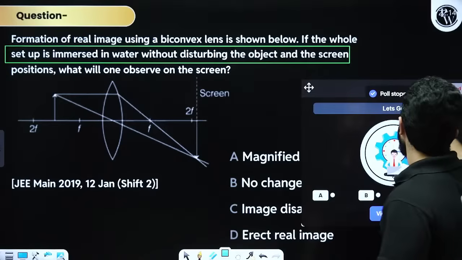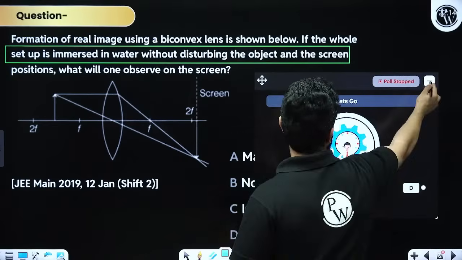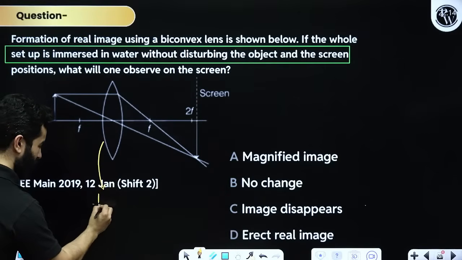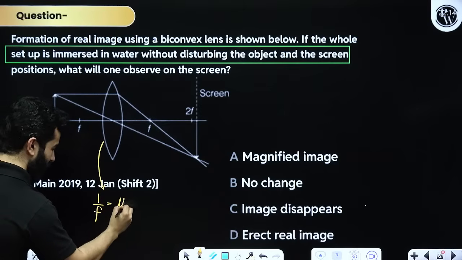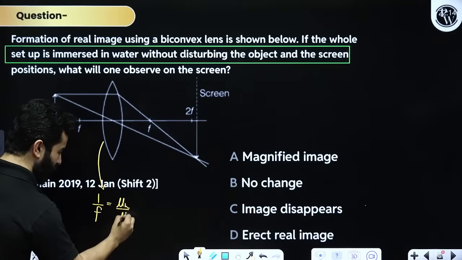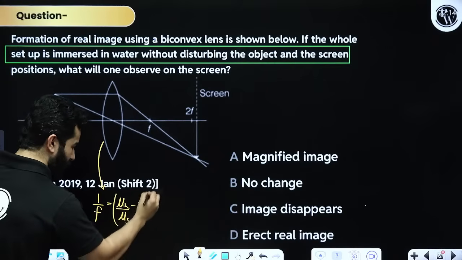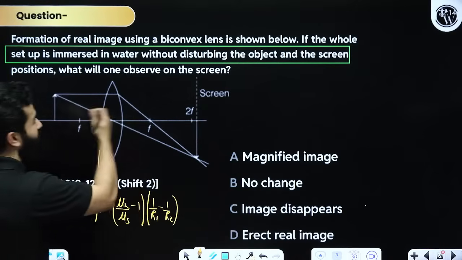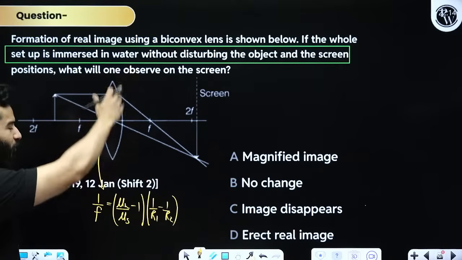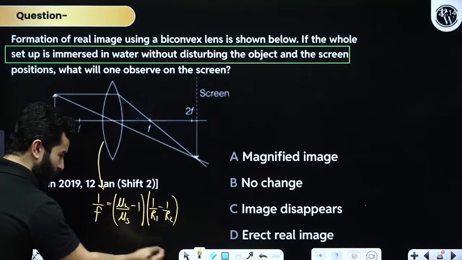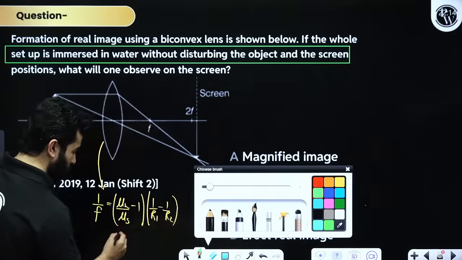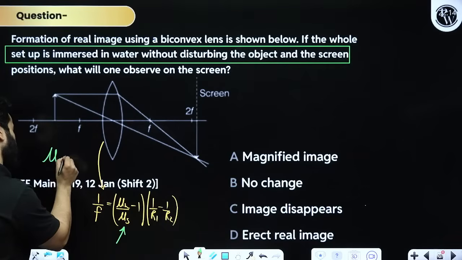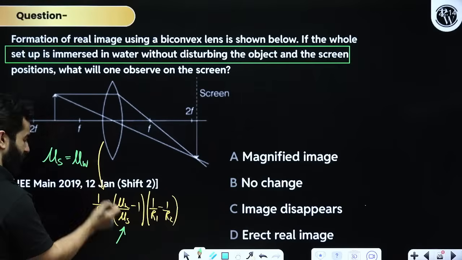See, if you are going to immerse this in water, focal length will change. To all those students who are saying no change, 1 upon f is equal to mu L divided by mu S minus 1 times 1 upon R1 minus 1 upon R2. Even if it is biconvex or equiconvex, we don't care. The problem is, if you put it inside water, this mu S will become the refractive index of water. Got it?